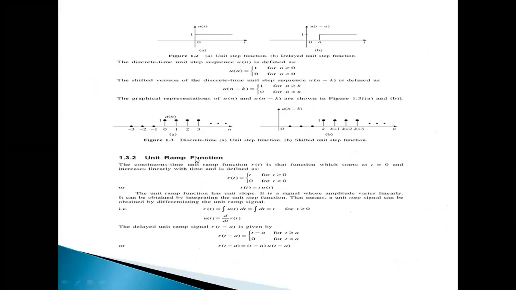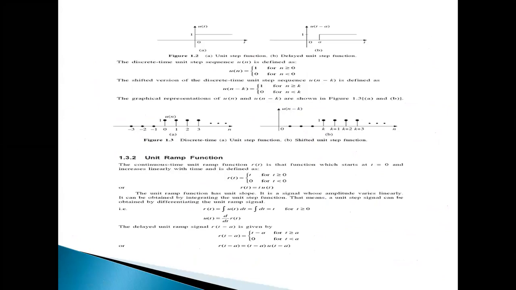The next elementary signal is the unit ramp function. You know the ramp means when the time increases, correspondingly the amplitude also increases. In the y-axis and the x-axis you can see the signal as r of t. r of t is the unit ramp function.